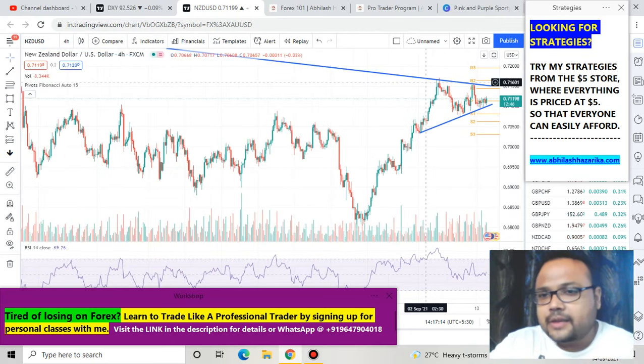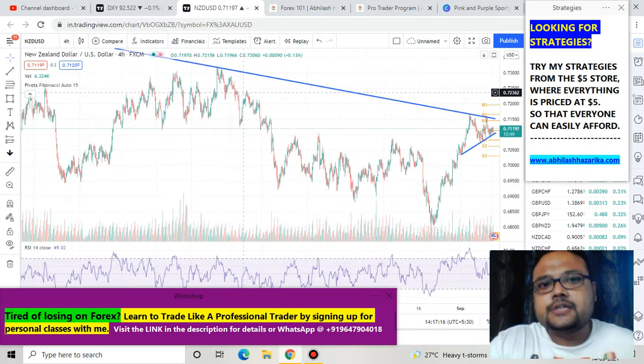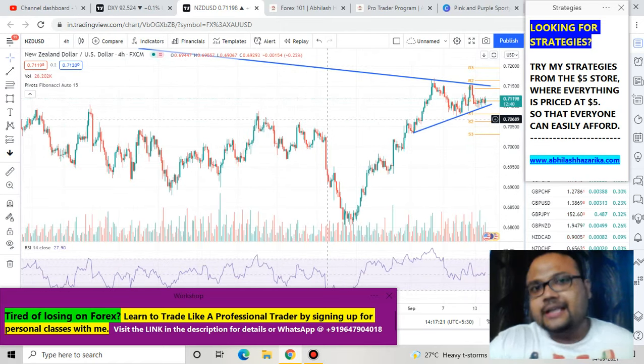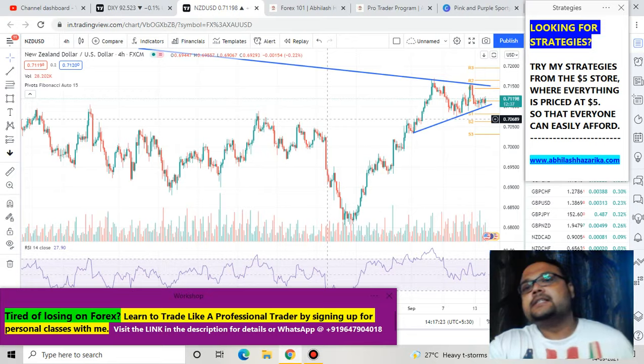Therefore, I'll request you, my dear friend, to zoom out the chart and draw this trend line. You'll see that this trend line is a valid dynamic resistance for the market.